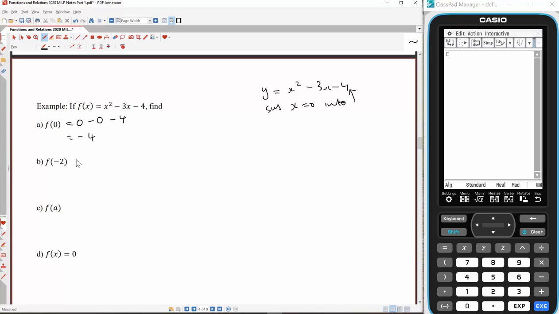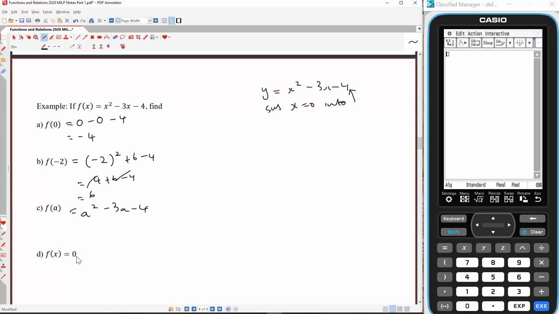Right, f of negative 2 means instead of putting 0 into the function, can you drop negative 2 in? And don't forget to include some brackets when you substitute. Negative 2 times negative 3 is positive 6, take 4. Negative 2 all squared is 4 plus 6, take 4, which is 6. f of a simply means wherever you see an x, change it to an a. A squared take 3a take 4. Nothing else needs to be done.